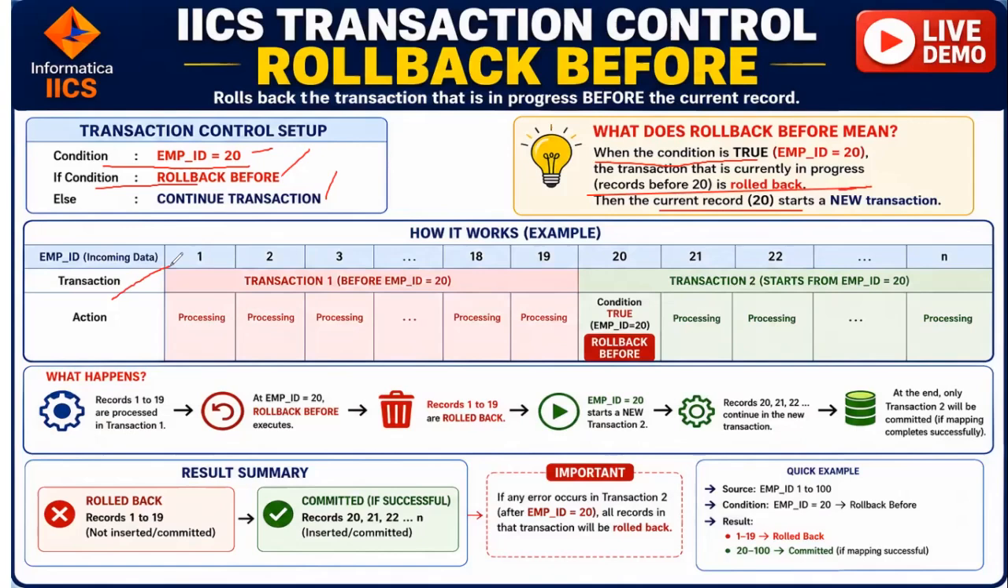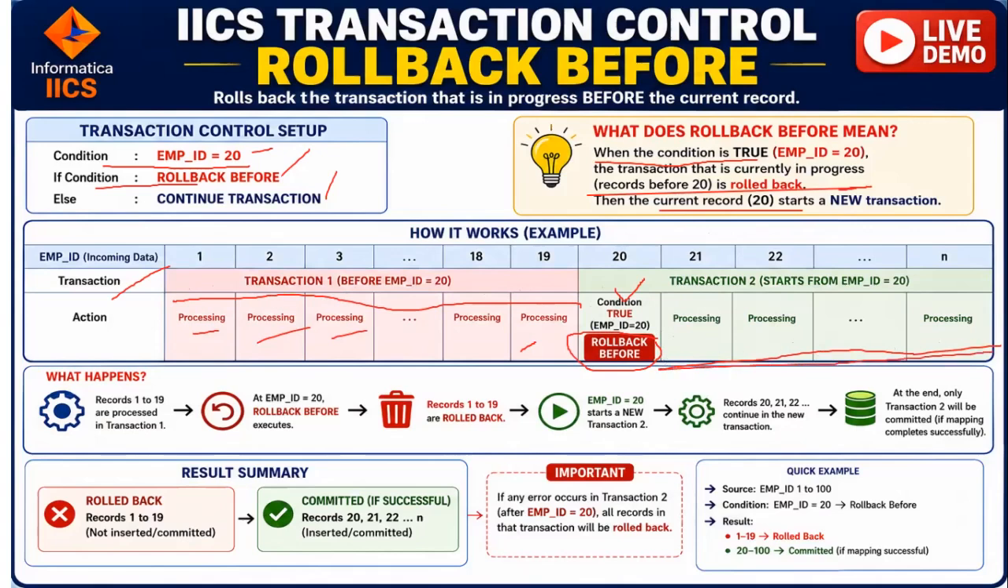Suppose incoming data is there. Records are processed from record 1 up to the 19th record. As soon as the condition becomes true, like employee ID 20, where we have set the rollback before, all the records being processed before employee ID 20 get rolled back, and nothing from employee ID 1 to employee ID 19 gets stored on the database. The new transaction starts from employee ID 20, and all these records will get stored on the database.